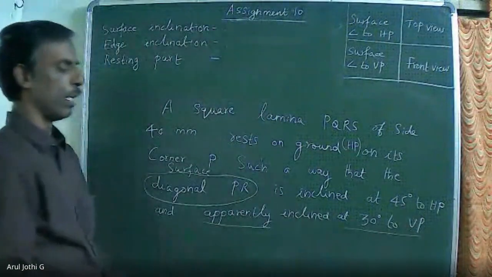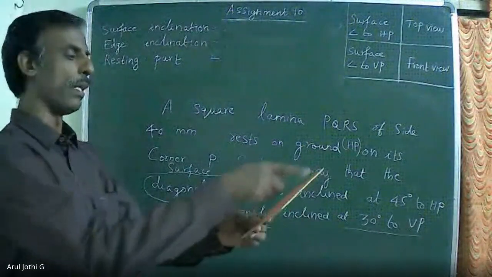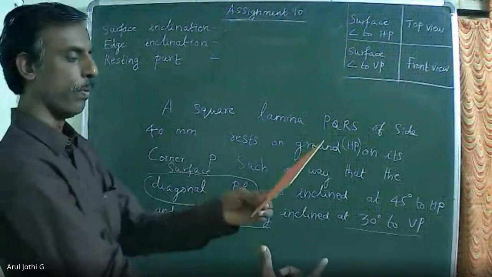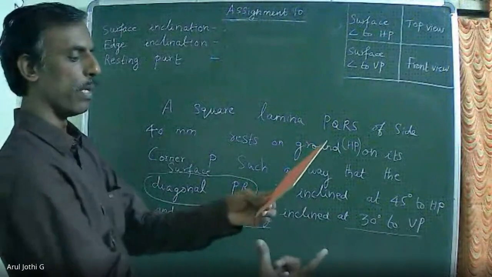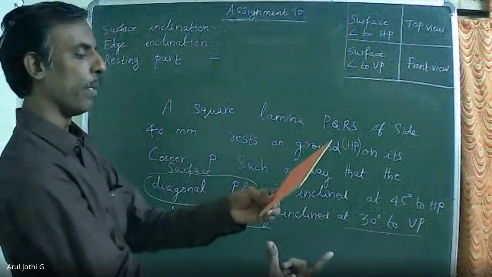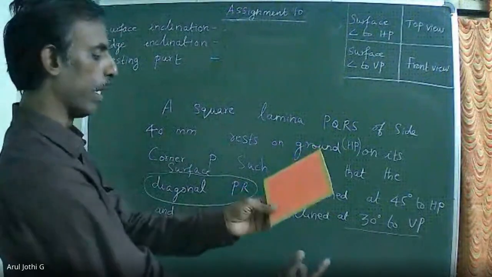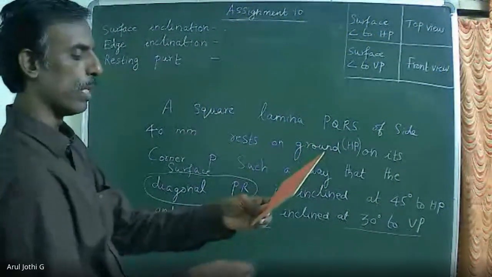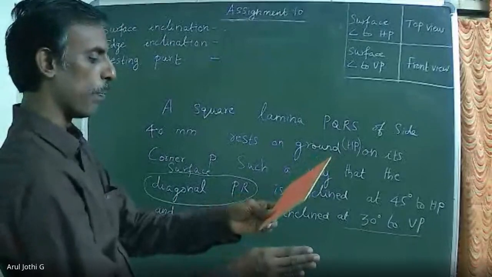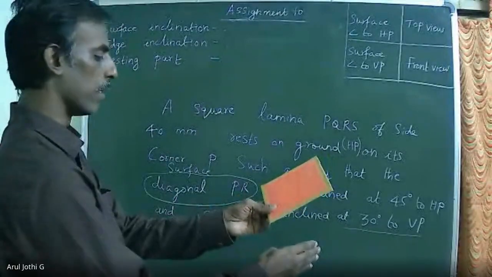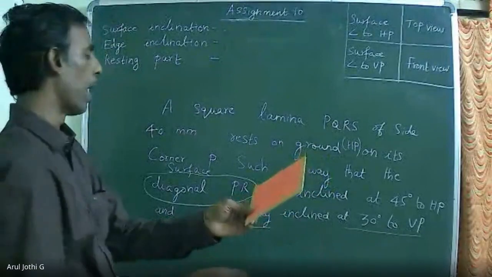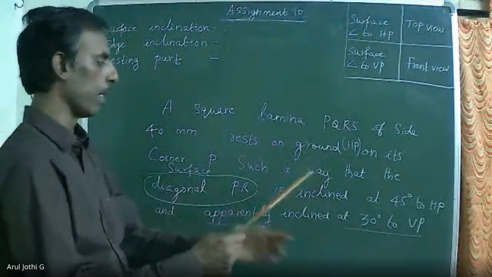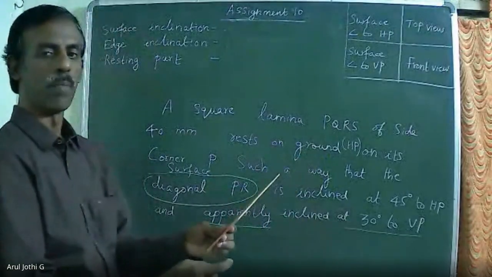What is meant by apparently inclined? When the diagonal PR is inclined to HP and parallel to VP, you get one top view, the apparent top view of the diagonal PR. That top view I am going to rotate. In that top view you have a reduced length of the diagonal PR. That PR I am going to make 30 degree inclined to VP. That is called apparent inclination.